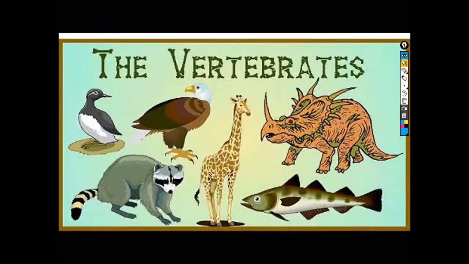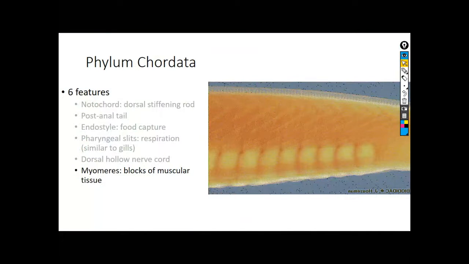Any questions about chordates before we move on to think about how our subphylum is pulled apart from these guys? All of these features make sense in how they support and give advantages to our chordates and how it separates them from the invertebrate group.